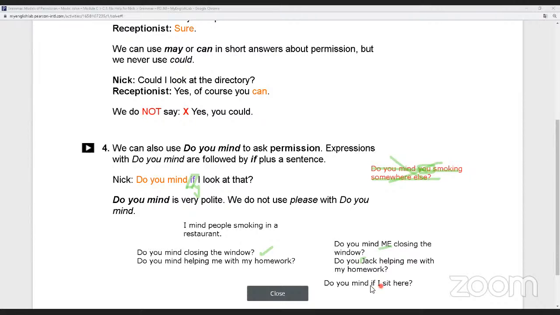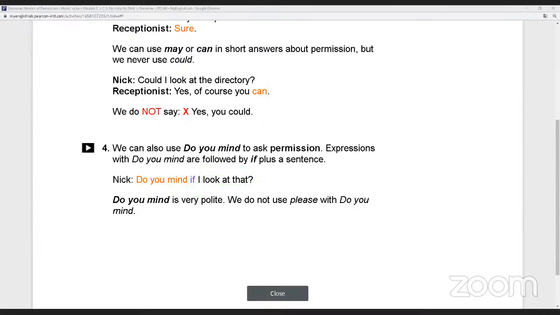Something important though, if you're going to use "if", I know it's a question, but we don't follow the question order after "if". We use the sentence order: subject plus verb, the rest of the sentence, and the question mark. All right, thank you.